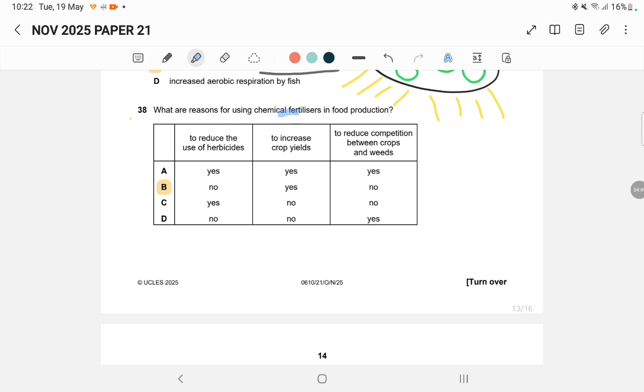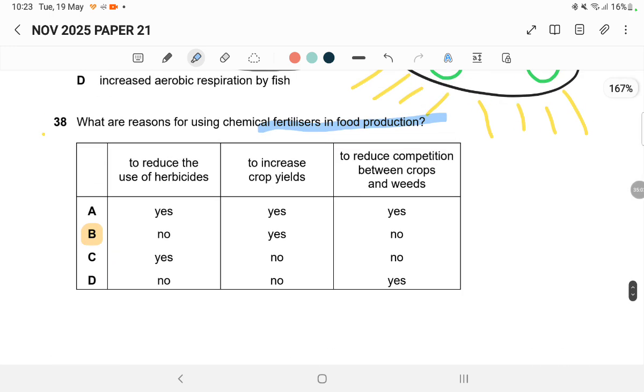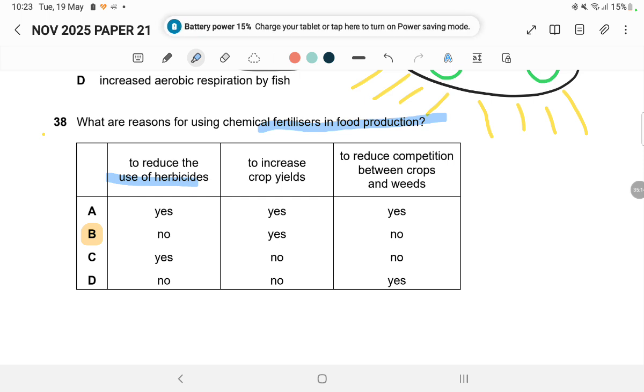It's telling you here 38. What are reasons for using chemical fertilizers in food production? To reduce the use of herbicides, to increase the crop yield, to reduce competition between crop and weeds. So for using chemical fertilizers, you are doing that to reduce the use of herbicides? You don't just want every day to spray your plant with herbicide. That will not be beneficial for people. It will be killing your insects, killing your pests, but it is not the case.